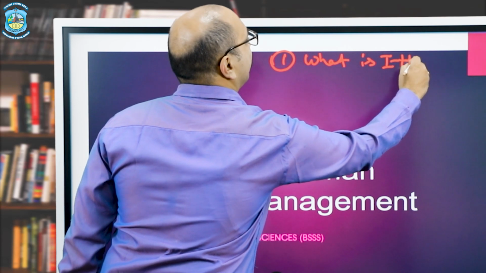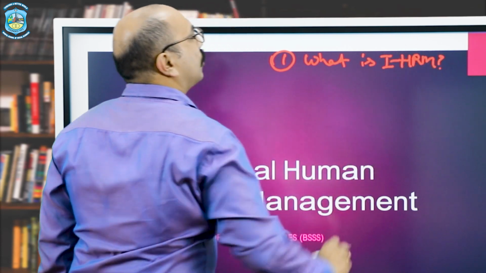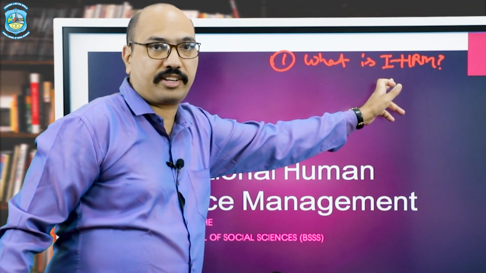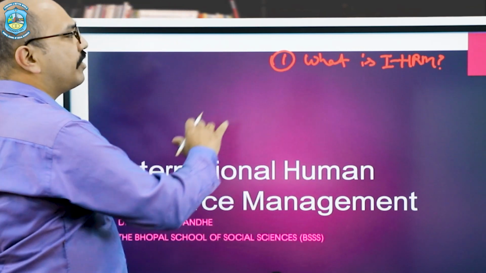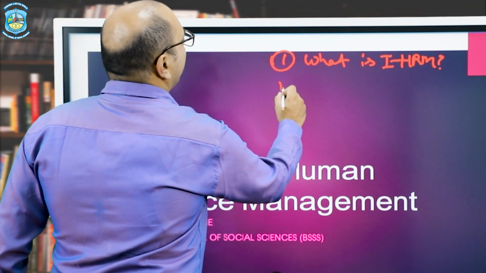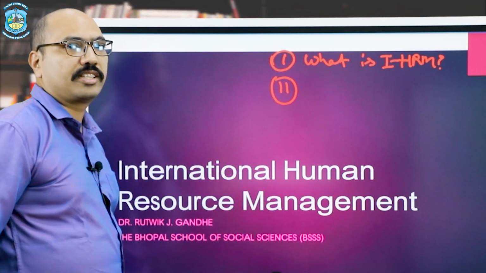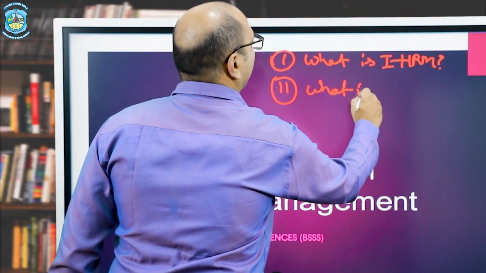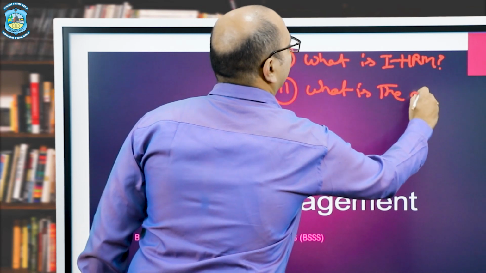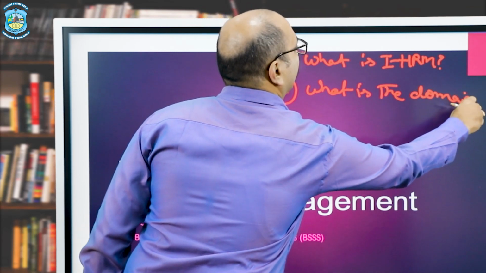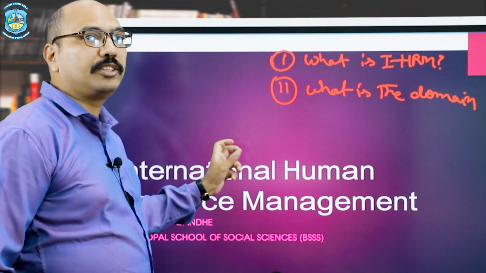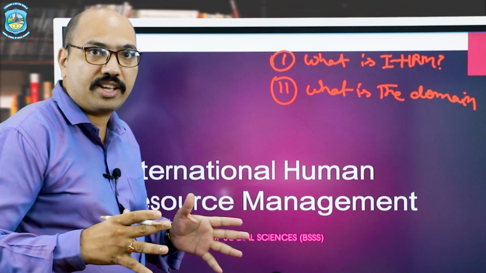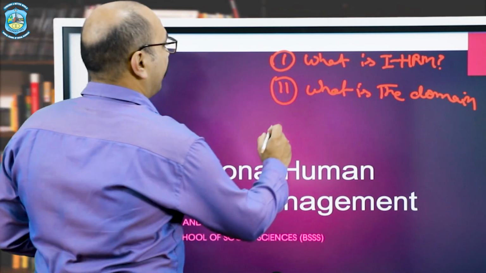International Human Resources Management is also abbreviated as IHRM, a short form of International Human Resource Management. So what is IHRM? That we are going to have a look at. Second important thing that we are going to discuss in this module is the domain, or what it deals with. What is the domain of International Human Resources Management? What exactly does it deal with? What are its focus areas? That is the most important thing.